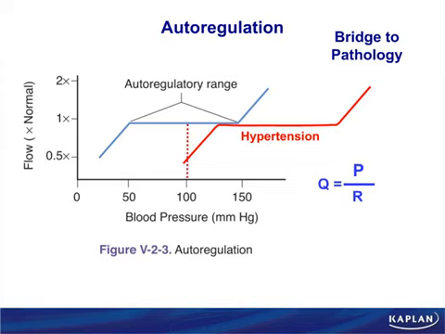For example, if you have a mean arterial pressure of 100, you're pretty much in the middle of the autoregulatory range in a normal person. However, notice in the hypertensive individual, you're well below the autoregulatory range, which means compromised blood flow to the brain or the heart and potentially to all the tissues of the body. But our CEOs are the ones that we're most concerned with.